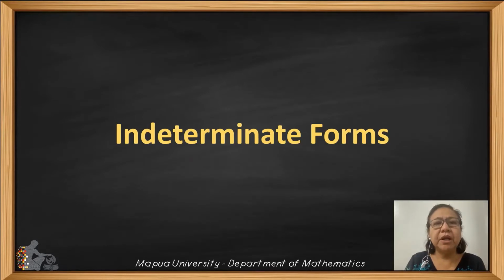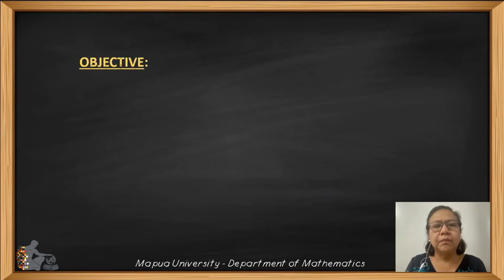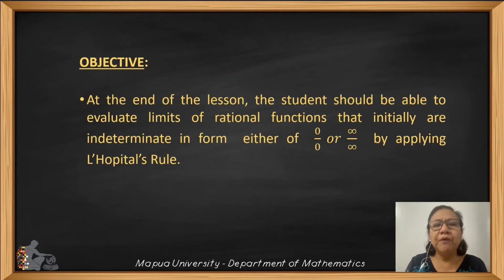The indeterminate forms. At the end of this lesson, you should be able to evaluate limits of rational functions that initially are indeterminate in form, either of the 0 divided by 0 or infinity over infinity, by applying L'Hopital's rule.